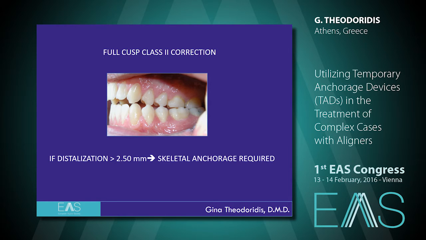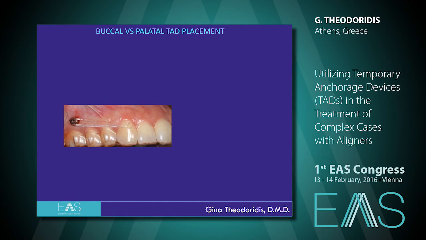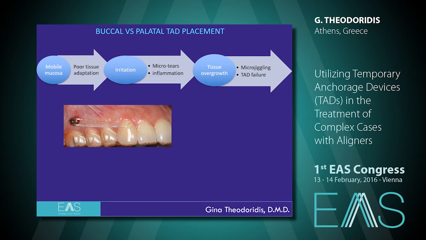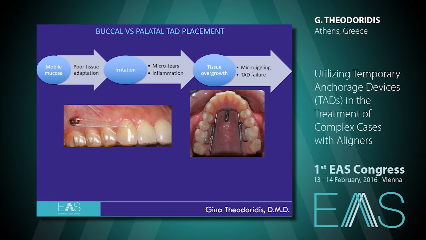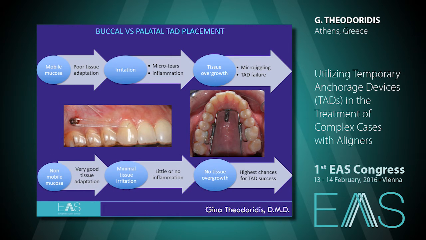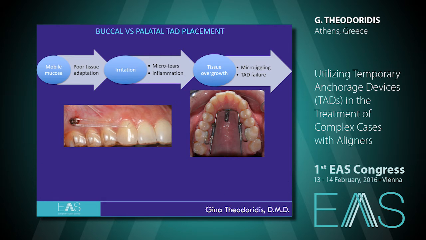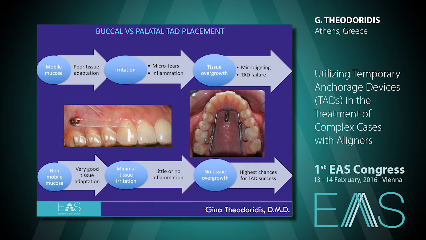Regarding the placement of TADs, we can place them buccally, we can place them palatally. Regarding the buccal placement, we run several risks. One of the most important ones is that we are running the risk of placing the TAD on non-mobile mucosa, which may lead to microtears, inflammation, microjiggling, and eventually TAD failure. Whereas placing them on the palate, TADs are placed exclusively on non-mobile mucosa, which is keratinized. Therefore, we have absence of inflammation, and we have very high chances for TAD success.